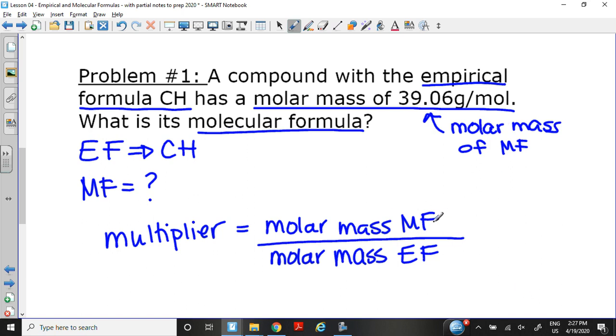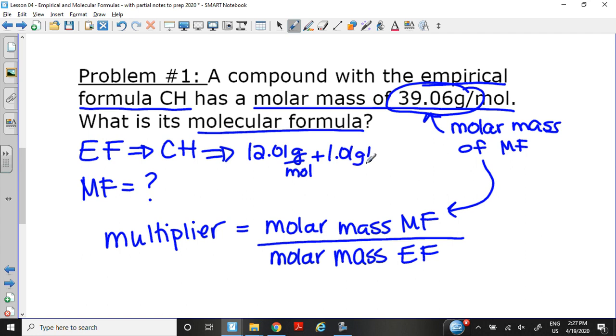Now, what piece of data do we have? We have the molar mass of our molecular formula. This number up here, 39.06, is that top piece of the fraction there in our numerator. But what about the molar mass of the empirical formula? We don't explicitly have that, but we can calculate it. What's the mass of 1 carbon atom and what's the mass of 1 hydrogen atom? That's very easy. 12.01 grams per mole is for the carbon and we're going to add that to 1.01 grams per mole. That's the mass of our hydrogen. So together, we have a total molar mass of 13.02 grams per mole. That's our molar mass of our empirical formula.